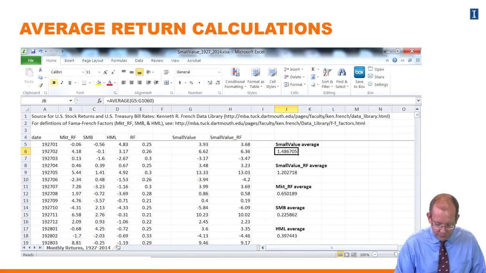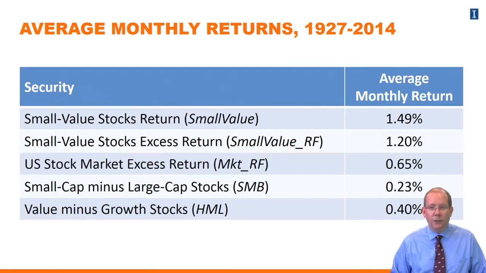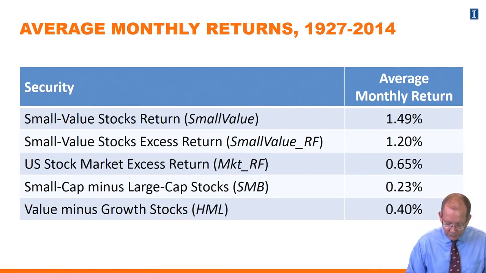What's the average return for small value stocks? What's the average excess return of small value stocks? So this is just a small value stock portfolio's average monthly return minus the risk-free rate. How does that compare to that for the market as a whole? And then what's the average difference of small stocks relative to big stocks, and then value stocks relative to growth stocks? So here they are all tabulated for you. It's interesting to make a comparison here.